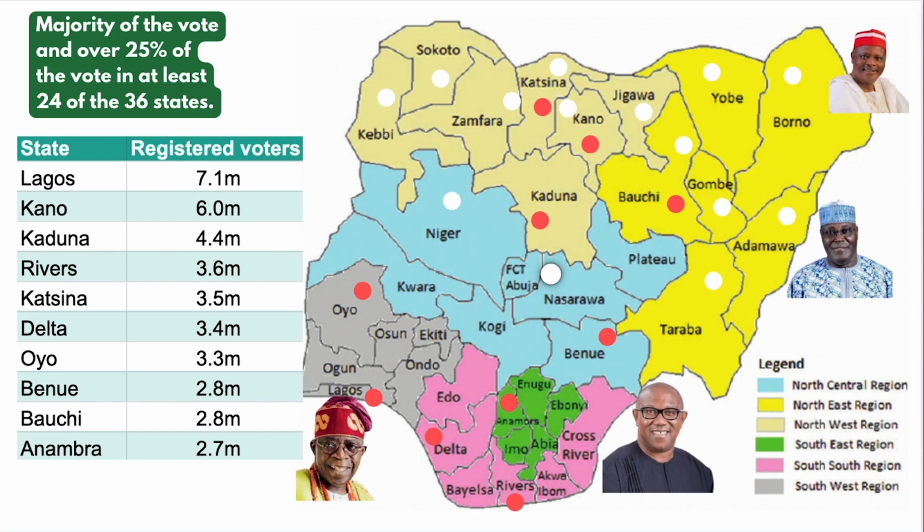So you're talking about almost 13 or 14 states already, and when you take that out of 36, you are already really short of the 24 states where you need to have 25%. So this is just my opinion.